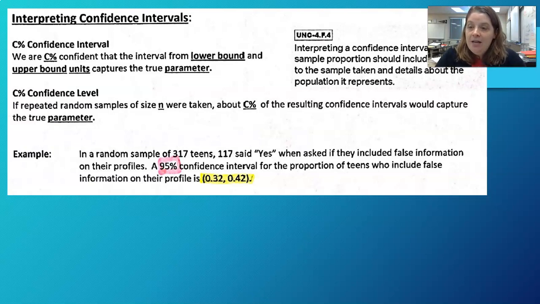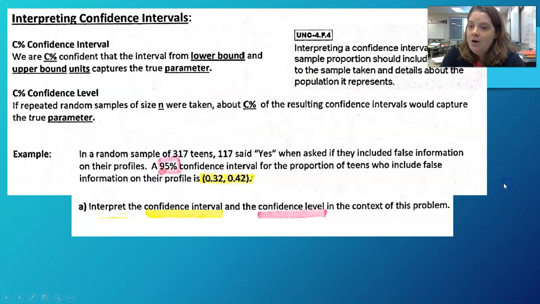Okay, so for example, in a random sample of 317 teens, 117 said yes when asked if they included false information on their profile. My nephew has a Facebook page that says he's employed at the Krusty Krab, so that kind of thing. So a 95% confidence interval for the proportion of teens who use false information on their profile is 0.32 to 0.42. Okay, so we've got our confidence interval, 95% confident. All right, and I have a question. It says, interpret the confidence interval and the confidence level.